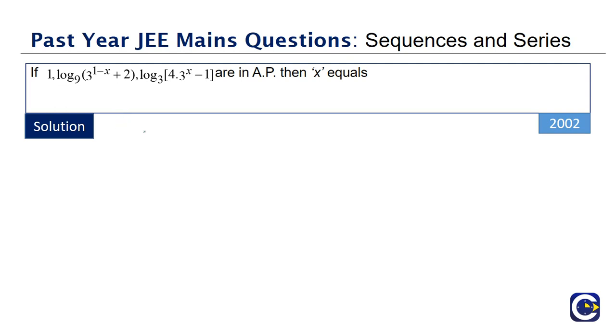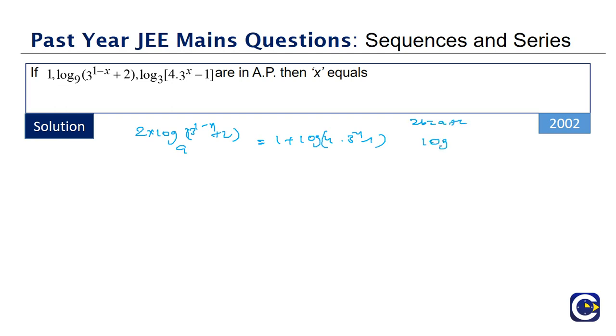These three are in AP in the sense 2 into log base 9 of (3^(1-x) + 2) is equal to 1 plus log base 3 of (4·3^x - 1). So if three numbers are in AP, what would we use? 2b is equal to a plus c formula.